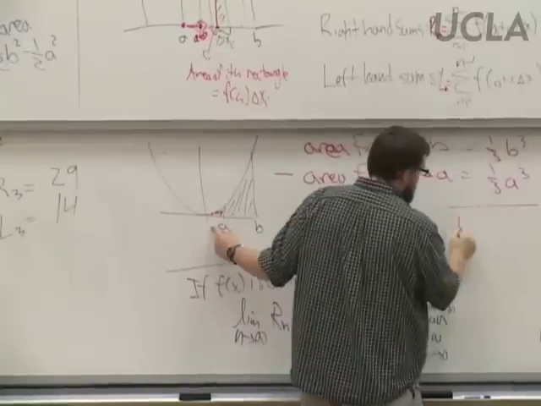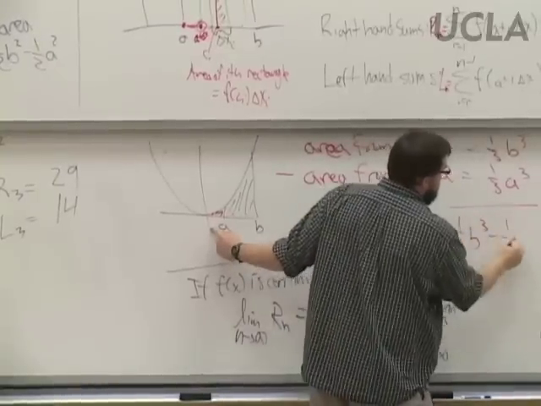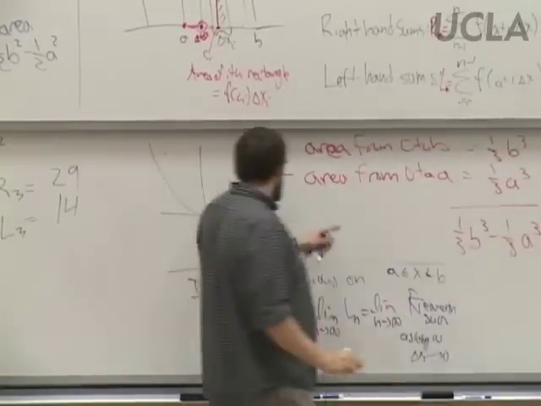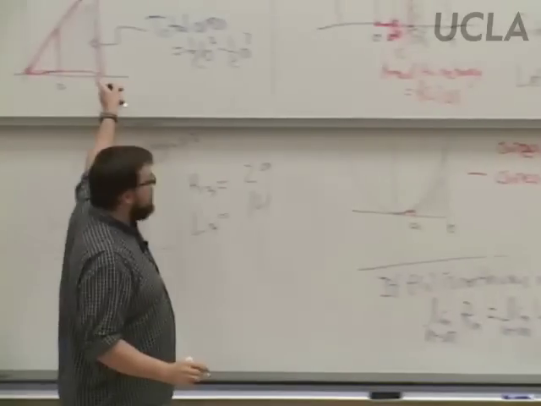And lo and behold, we do that, we get 1/3 b cubed minus 1/3 a cubed. So that's the area underneath here. Very similar to what we did here.